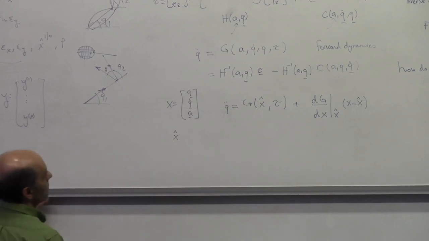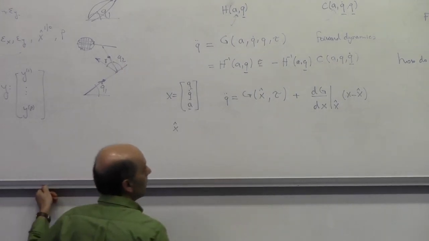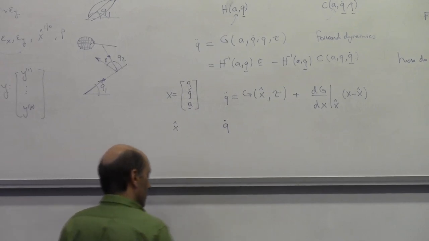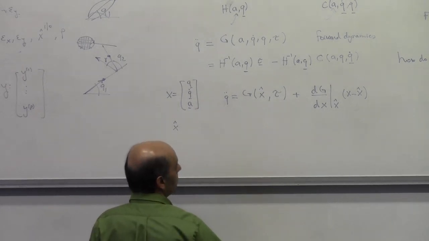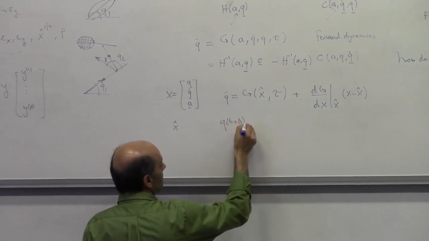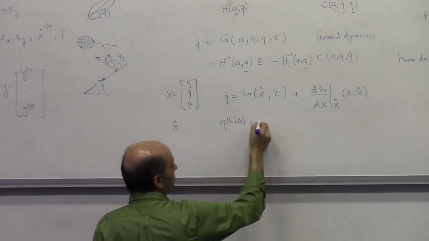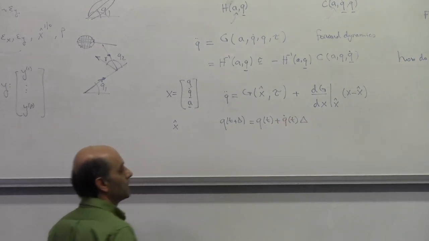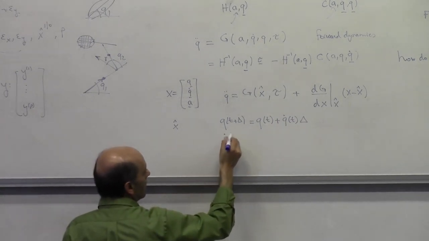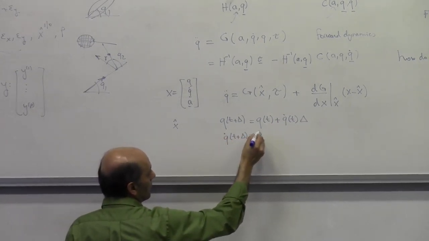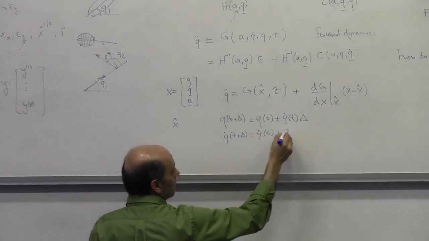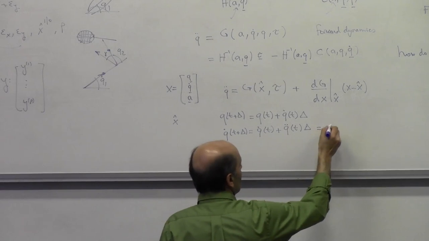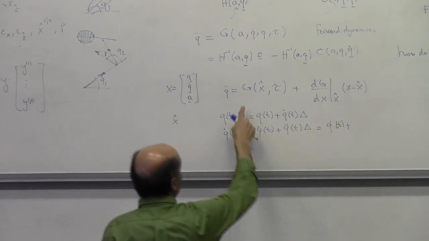So what I do now is that I just write my state update equation. So my velocity at some time q dot is, let's start with q. Q at t plus delta, my first time step, is going to be equal to q at time t plus q dot at time t times delta. That's my time step. My q dot at time t plus delta is going to be q dot at time t plus q double dot at time t times delta. What is q double dot? Here's q double dot.